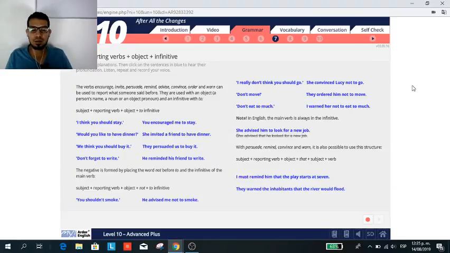Now we have reporting verbs plus object plus infinitive. The verbs encourage, invite, persuade, remind, advise, convince, order, and warn can be used to report what someone said before. They are used with an object, a person's name, a noun, or an object pronoun, and an infinitive with to. Okay, so we got the structure here and examples. We're just going to click on each one of them.